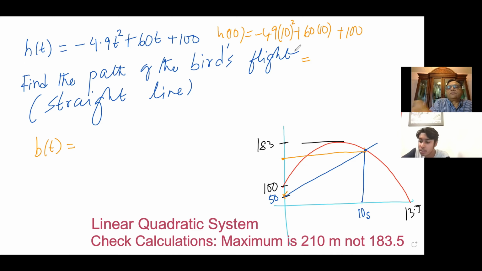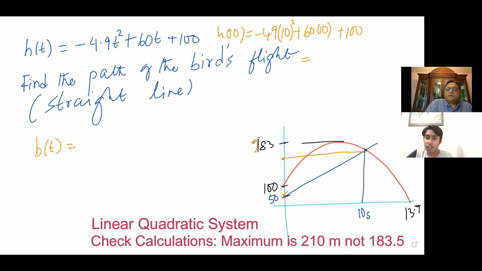So how much do you get? Sir, I got 210. You cannot get more than 183, otherwise 183 was wrong. So 100 plus 600 minus 4.9 times 100. Wait, sir, when I redid my equation, I just read it right now. It seems that I meant to say 283.7 instead of 183.